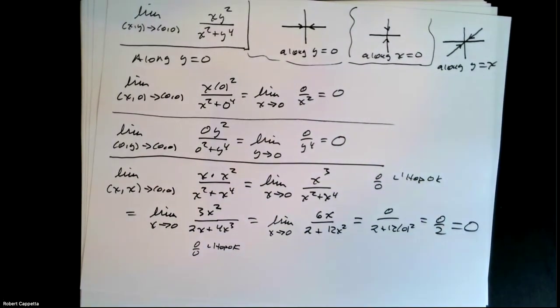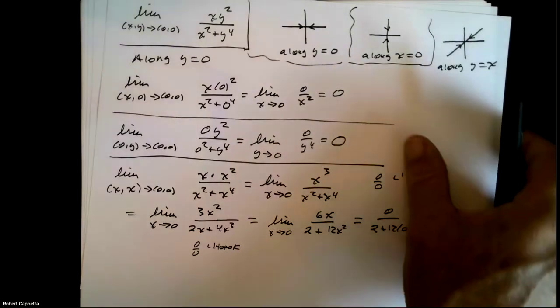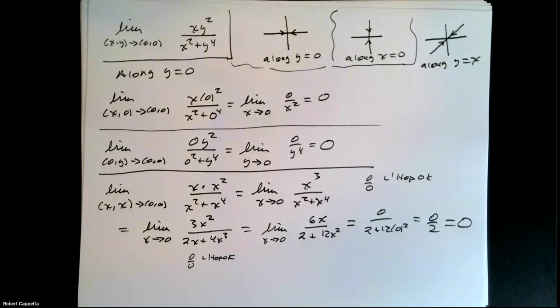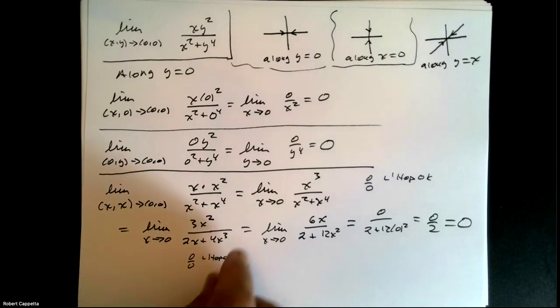I have used three paths, and I have found 0 each of those three times. Is that enough to conclude that the limit is 0? The answer is no. I want to go back and take a look at the spreadsheet just to convince ourselves that we see that it approaches 0 on each of those paths.